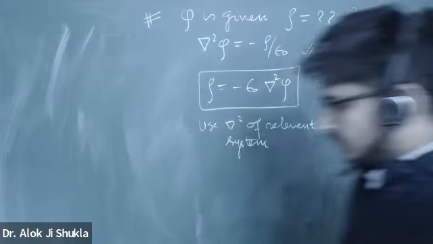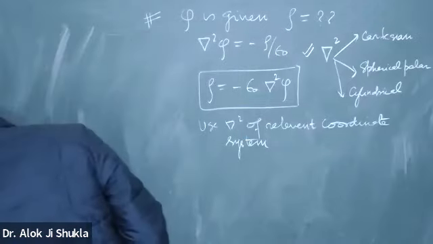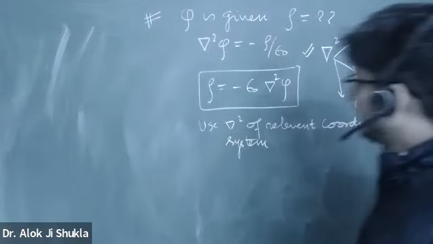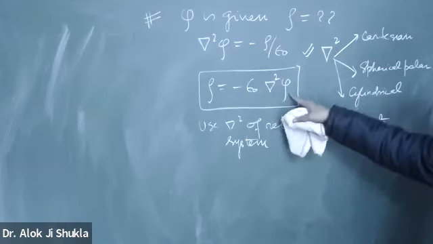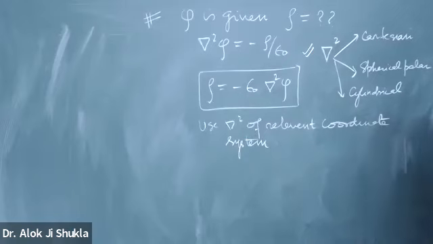So if somebody asks you, this is clear to everyone? Just operate del square on phi and get the value of rho. Theek hai? Yes, sir. Okay.